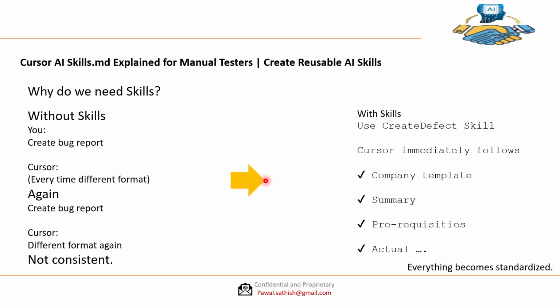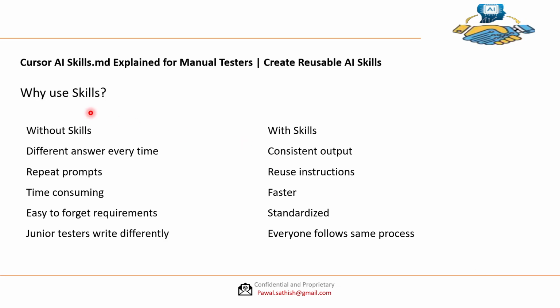To overcome this, we'll add these skills, and Cursor immediately follows whatever instruction we give in the skills.md file, like the component template, summary, prerequisite, actual, so that the output becomes standardized. That is the reason we require skills. We need to add skills in Cursor AI. Then we'll see why we need to use the skills. The simple answer is, without skills we are getting a different answer every time, whereas if we use the skills, we are getting a consistent output.